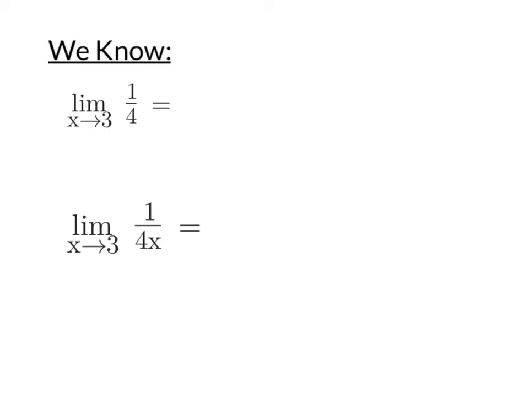For instance, the limit as x approaches 3 of 1/4. Since 1/4 is a constant, the limit as x approaches anything of 1/4 is going to be 1/4. And for the limit as x approaches 3 of 1/4x, the only thing we really have to worry about with a fraction is that denominator being 0, and 3 is not going to make the denominator equal 0. That means that we can just directly substitute 3 into our fraction and get a limit of 1/12.